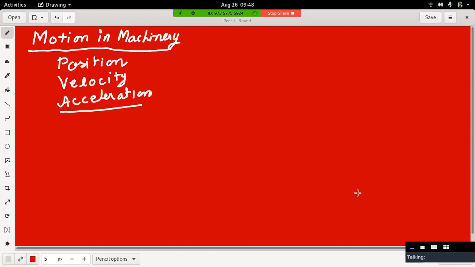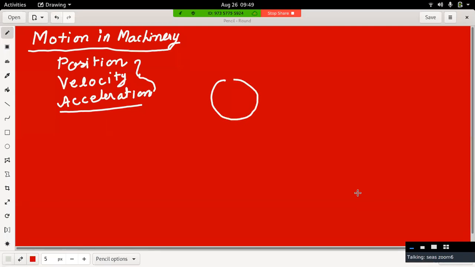And these three things are interrelated. Okay, so let's take an example of a cam and follower. Okay, so I'm just trying to show how these things are interrelated.